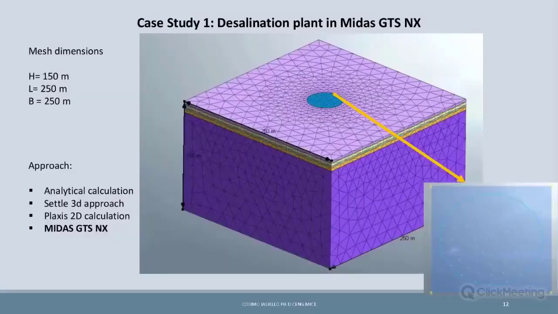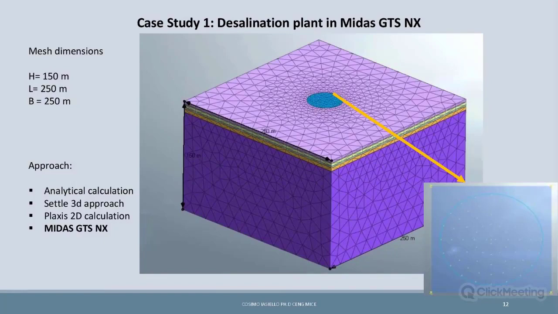The model was done in 3D. The model is 150 by 250 by 250. And what was our procedure to model? We didn't start directly from Midas, because it could bring us more problems in understanding which results are good and which are not. We started, first of all, with the analytical calculation, considering, for example, a round foundation pile.